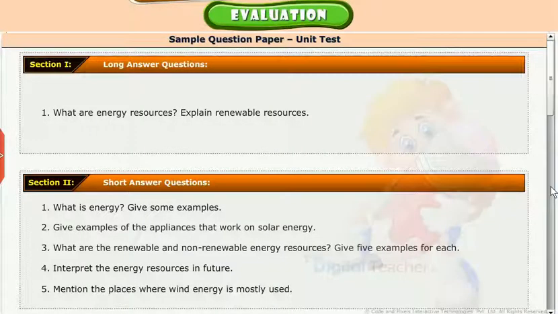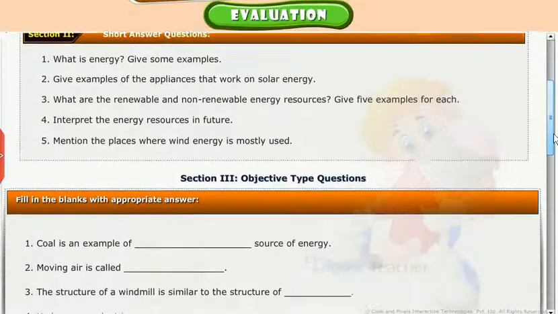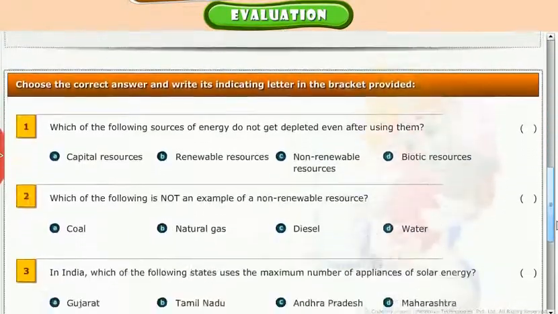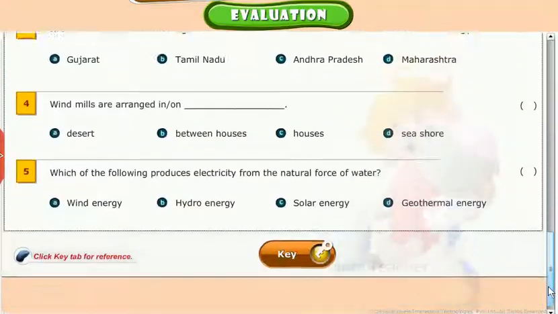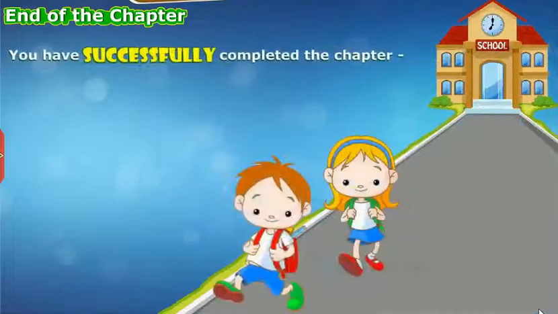Test your understanding of the chapter by taking the mock unit test. You have successfully completed the chapter Energy.